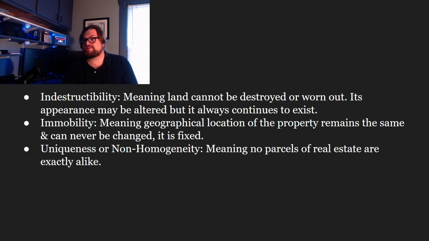Okay, so this first set is physical characteristics. So there's 3 of them that you need to know. Indestructibility, meaning the land can't be destroyed or worn out. Its appearance may be altered, but it always continues to exist.